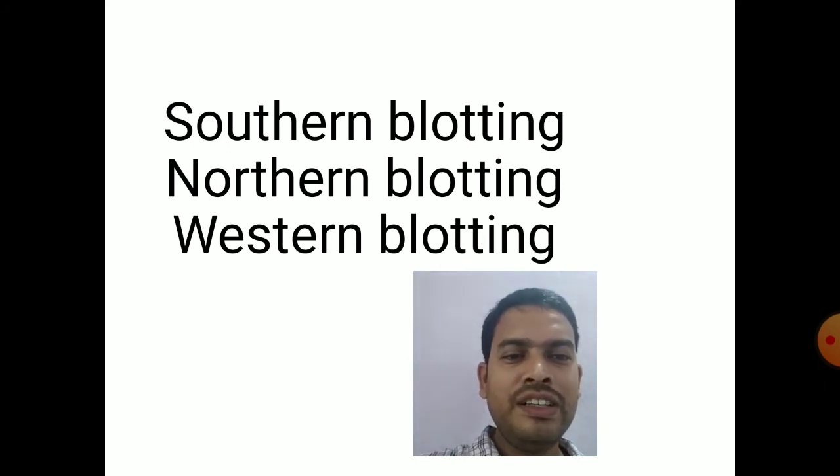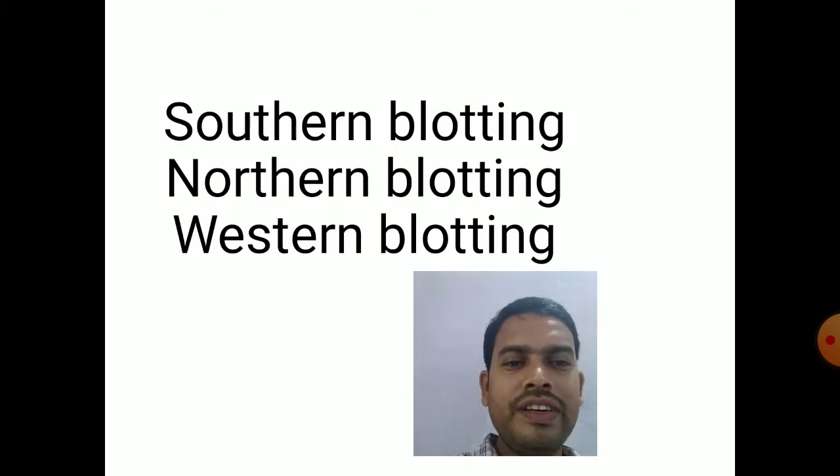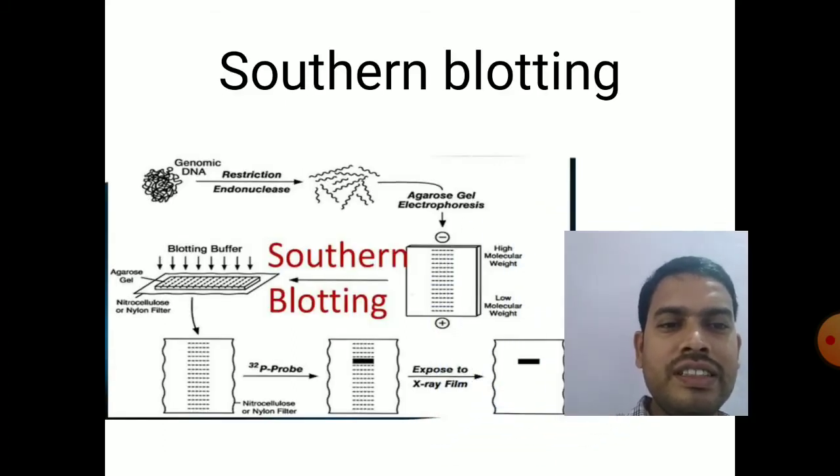Southern blotting is widely used for the identification of DNA of interest, whereas Northern blotting is used for the identification of RNA of interest, mRNA of interest or a piece of RNA from the entire RNA. The other one is Western blotting, which is different from Southern and Northern blotting because it is used for the identification of proteins, that is antigenic proteins or any other proteins. So these are the three molecular biology techniques. The first one is Southern blotting.